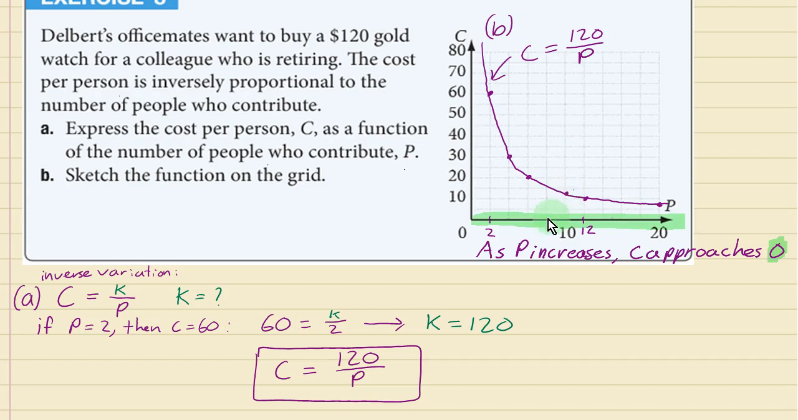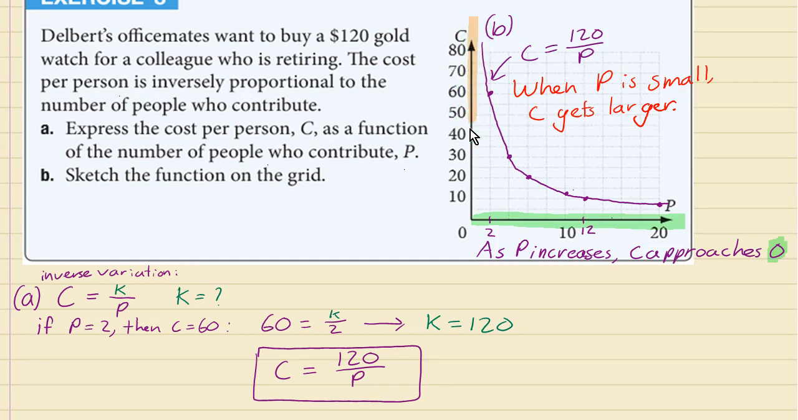Now, as you have fewer and fewer people contributing, the cost is also going to get large. If only, let's say Delbert only has 1 friend, that person's going to have to pay the whole $120. And when P is small, if you only have like 4 or 2 or 1 people contributing, you can see the cost per person gets larger. So that gives it that vertical asymptote there.